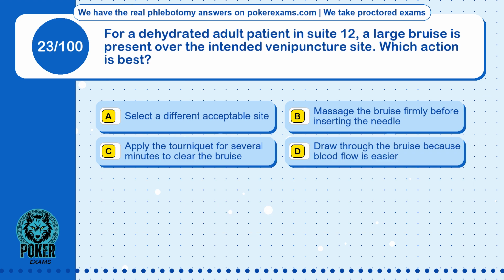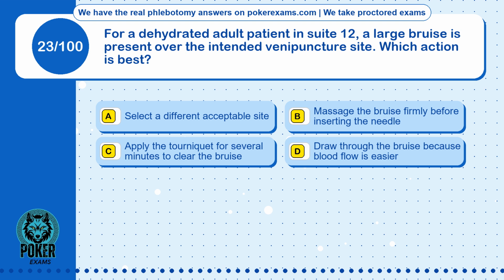Question 23. For a dehydrated adult patient in Suite 12, a large bruise is present over the intended venipuncture site. Which action is best? Option A, select a different acceptable site. Option B, massage the bruise firmly before inserting the needle. Option C, apply the tourniquet for several minutes to clear the bruise. Option D, draw through the bruise because blood flow is easier.